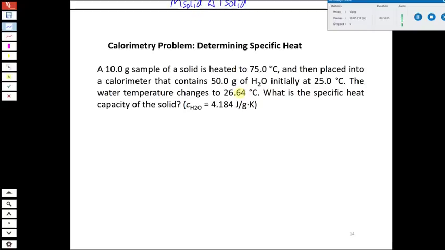So the first thing we have to recognize here is that in this problem, we're talking about a calorimeter. We only know the mass of the water in the calorimeter. We don't know the heat capacity of the calorimeter itself. We don't know the total heat capacity. So all we have to worry about is the mass of the water and its heat capacity. And so just like we saw in the last one, we set the two equal to each other. The heat that's lost by the solid is equal but opposite to the heat that's gained by the water. And I'll write it the same way as last time.